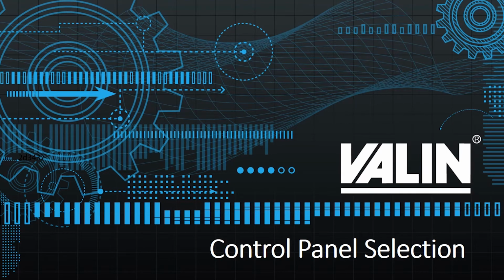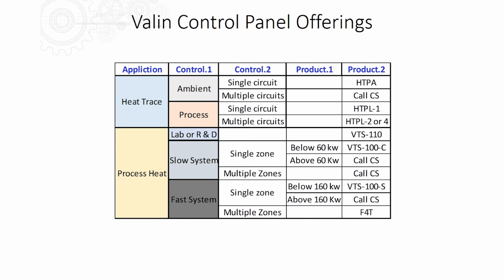In this video, we'll be discussing our control panels and the selection process. As you can see, Valin has several options for temperature controls and even more criteria leading to these choices. But how do we know which one to pick? We'll be going through their basic designs to get a better idea of what they are used for. We'll start by looking at heat trace controls.